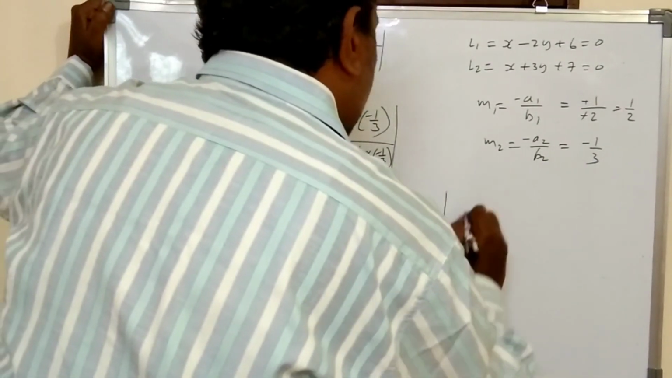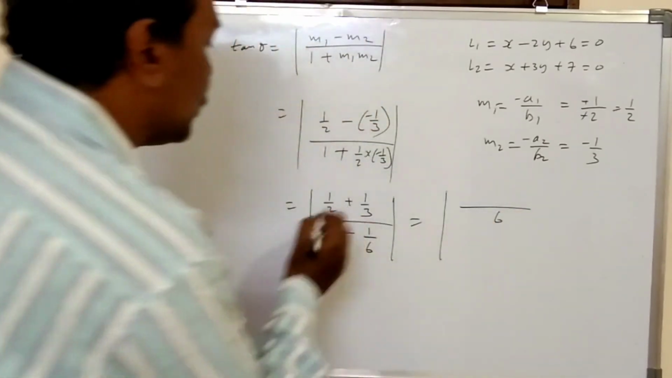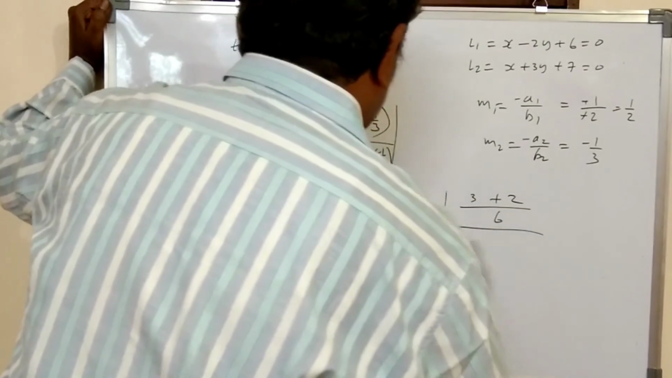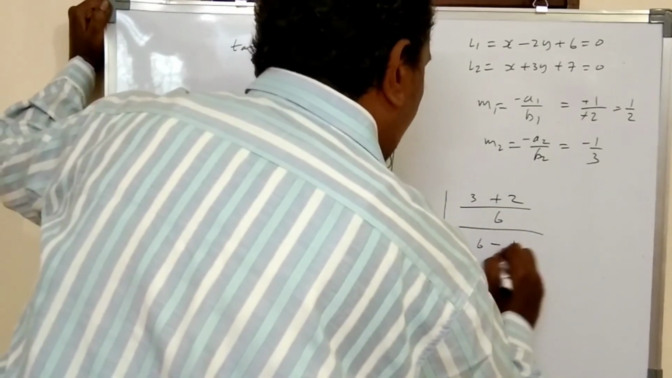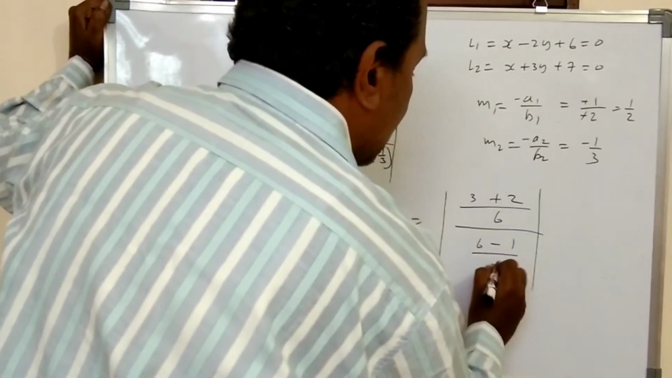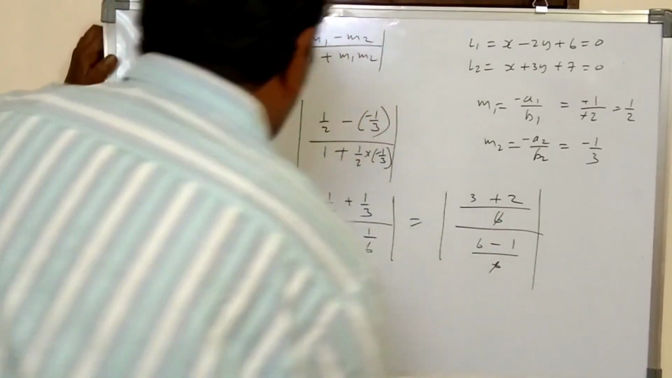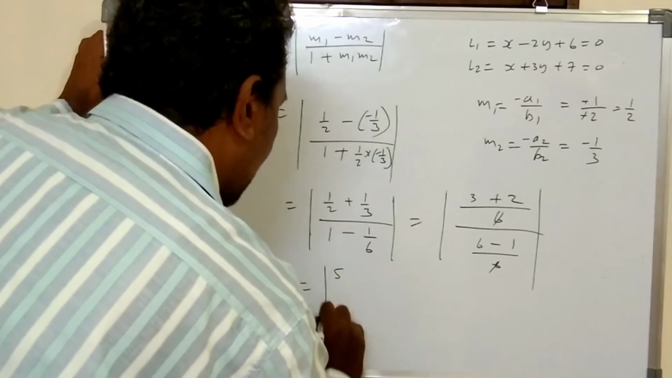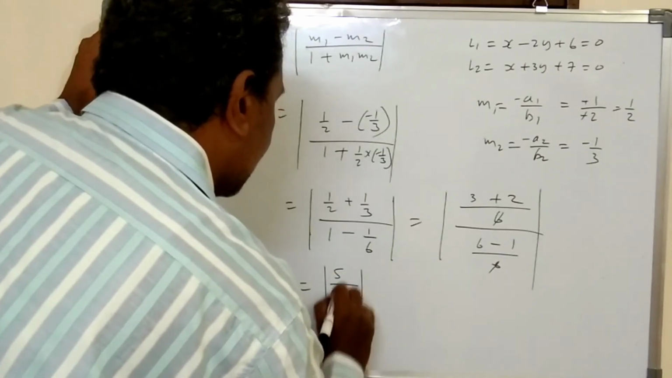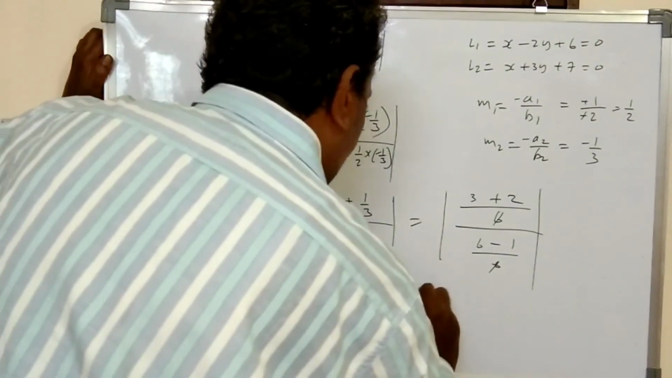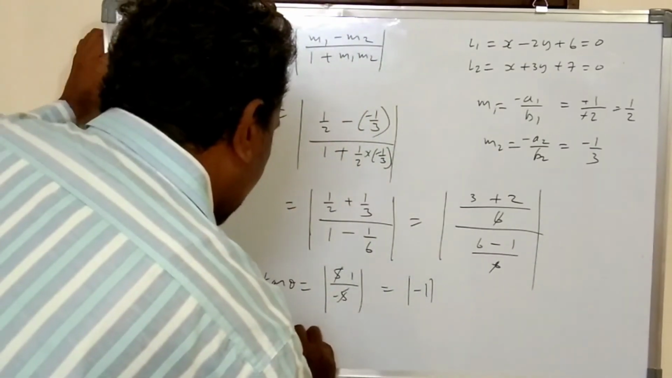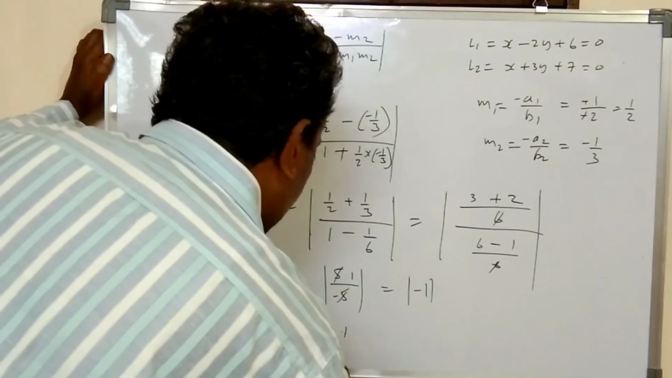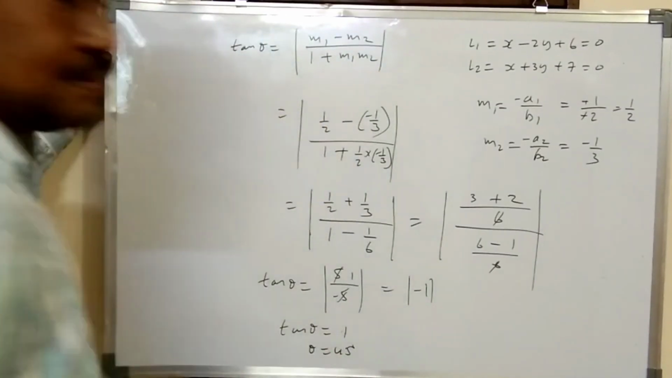So that becomes, here the denominator will be 6. 2 3s are 6. Cross multiply: 3 plus 2 by, here, 6 minus 1 by 6. 6 gets cancelled. So finally what you get? Tan theta is equal to 5 by minus 5, that is equal to mod minus 1. So tan theta is equal to minus 1. So not minus 1, 1, if you remove the modulus. So theta is equal to 45 degrees.